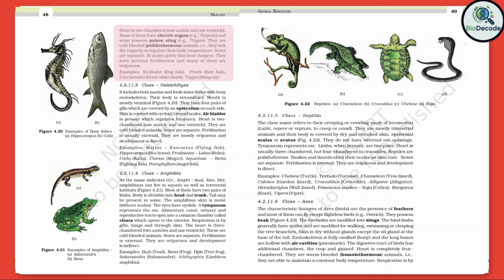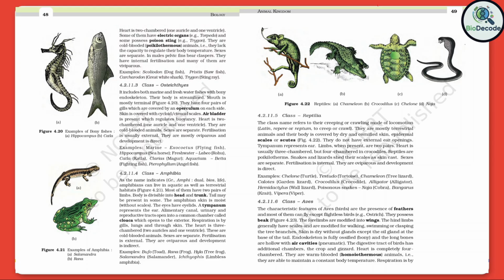They are cold-blooded, poikilothermous animals. That is, they lack the capacity to regulate their body temperature. Sexes are separate. In males, pelvic fins bear claspers. They have internal fertilization, and many of them are viviparous. Examples: Scoliodon, dogfish, Pristis, sawfish, Carcharodon, great white shark, Trygon, stingray.